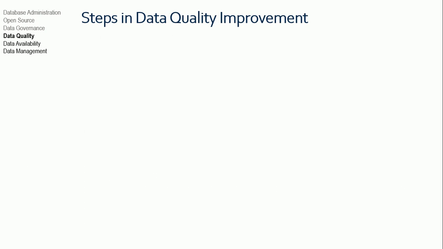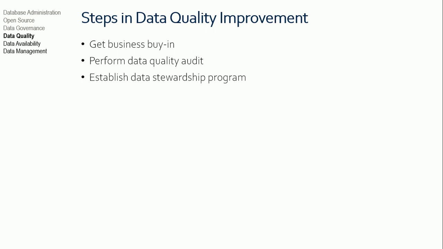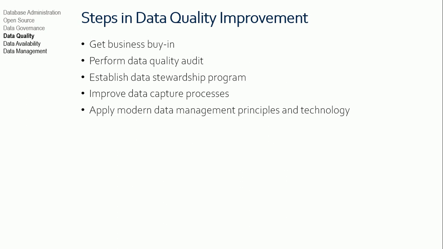The steps for data quality improvement. One, we have to make sure we have business buy-in, that everyone supports and understands why we need good data quality. We have to perform a data quality audit periodically. I'm going to talk more about that here in a few minutes. Establish some kind of data stewardship program. In other words, hold people accountable to data quality. There has to be some accountability within the organization as to who's responsible for data quality. Improve the data capture processes, which analysts can help us with. Apply modern database management principles and technology, and have some kind of quality management process, or TQM is what our book uses as an example.